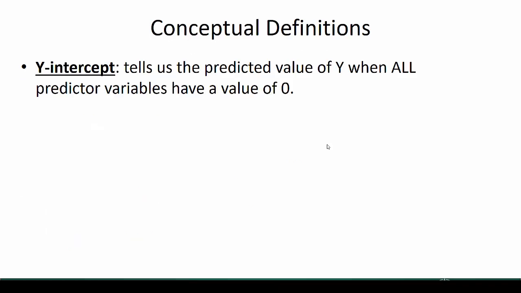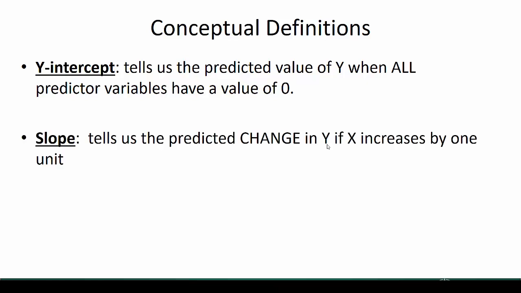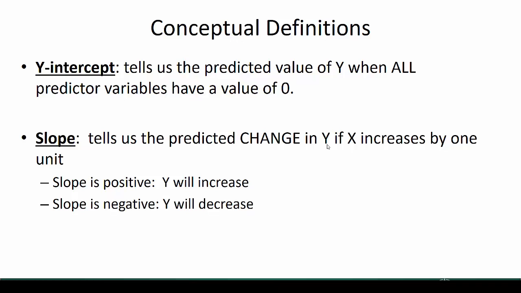As a reminder, the y-intercept tells us the predicted value of y when x is 0. Since this is multiple regression, we have multiple predictor variables. So the y-intercept tells us the predicted value of y when all of the predictor variables in the model have a value of 0. The slope tells us the predicted change in y if x increases by 1 unit. The sign of the slope tells us the relationship between x and y. So if the slope is positive, that means there's a positive relationship. So if x increases by 1 unit, y will increase as well. If the slope is negative, that means there's a negative relationship. So if x increases by 1 unit, y is predicted to decrease.